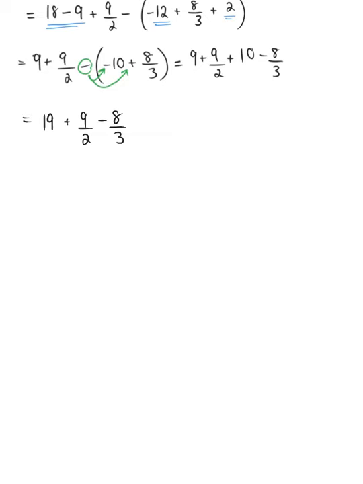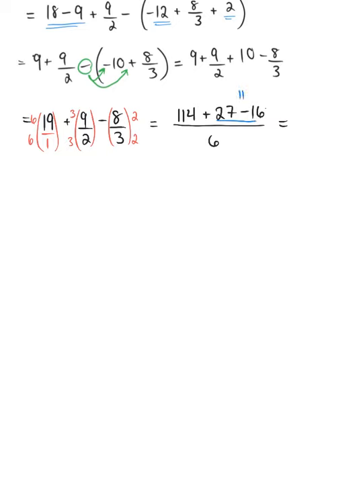And we're going to need a common denominator. So we'll think about 19 as being 19 over 1. And we want that common denominator. So we're going to multiply 19 over 1 by 6. We'll multiply 9 halves by 3. And we'll multiply 8 thirds by 2. So we have 19 times 6, which gives us 114, plus 9 times 3 is 27, minus 16, all over 6. So let's think, 114 plus 27 minus 16. So 27 minus 16 will give us 11. And now we have 114 plus 11, which leaves us with 125 sixths.